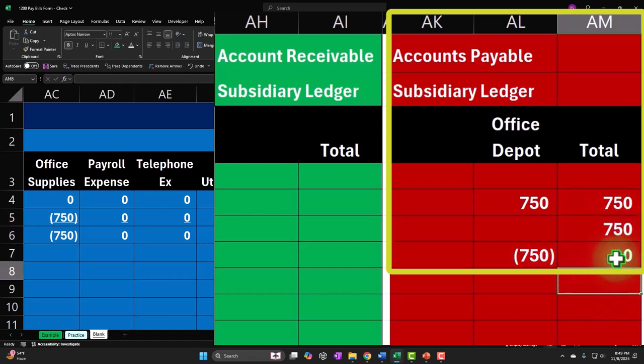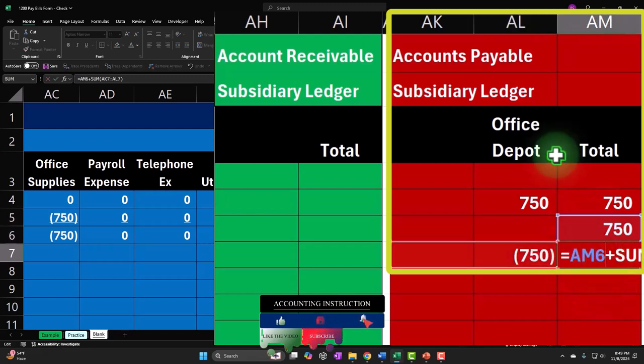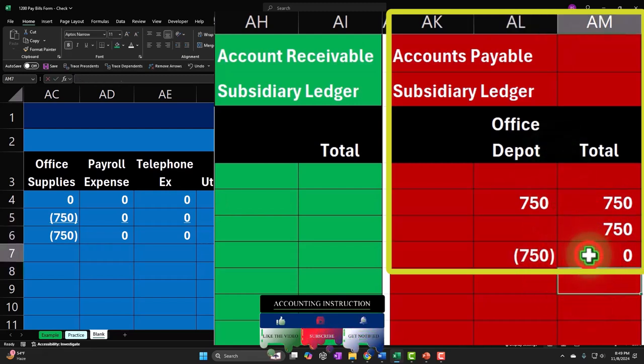There's my running balance. So we paid off. If I look at this column, this minus this, Office Depot has been paid off. That vendor's been paid by the column. And this way I can see that my total accounts payable should be back down to zero.